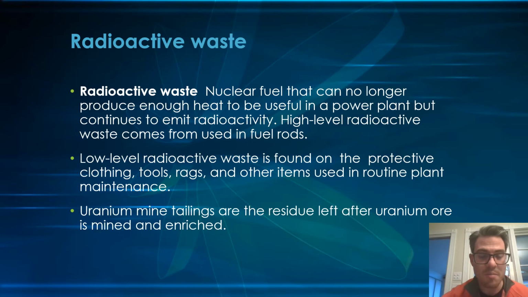The uranium mines, where we actually get the uranium to begin with, also have tailings and residue that's left over from the mining process. So we have radioactive waste that's getting out because of the energy production. We have radioactive waste that's just getting on items associated with producing energy and having a nuclear power plant. And then we have all of the nuclear residue that we have to deal with that's related to mining the uranium. So three categories of radioactive waste, and we have to have some way of dealing with all three of those.